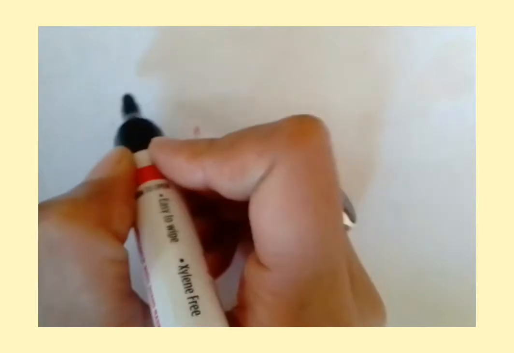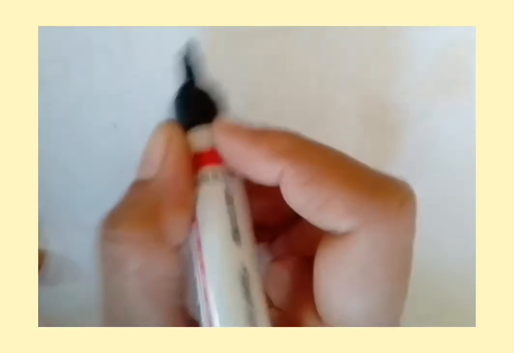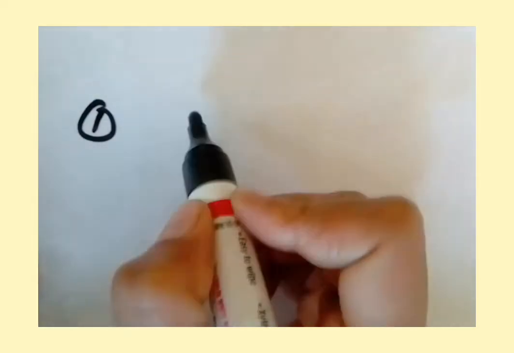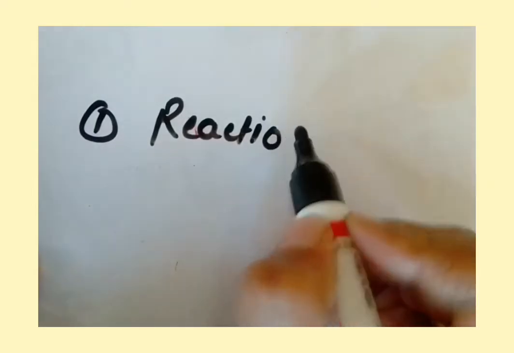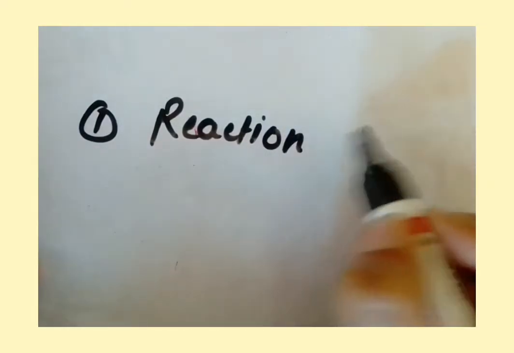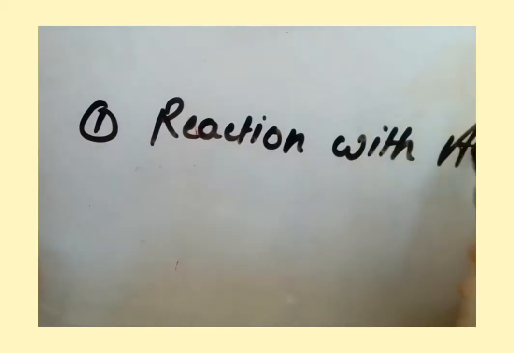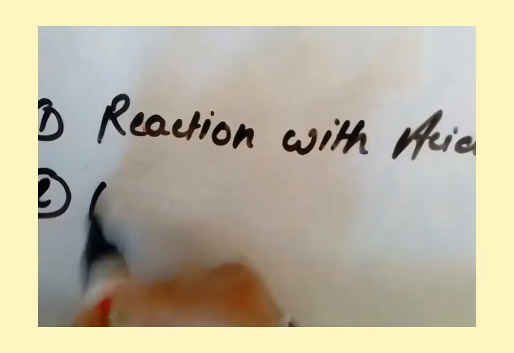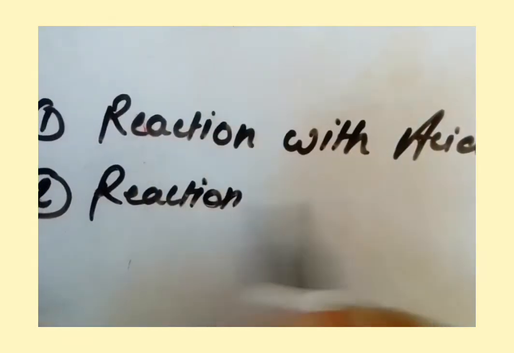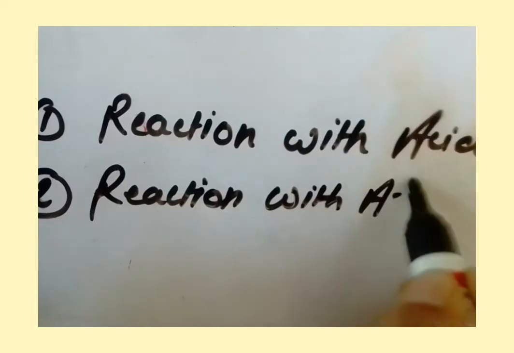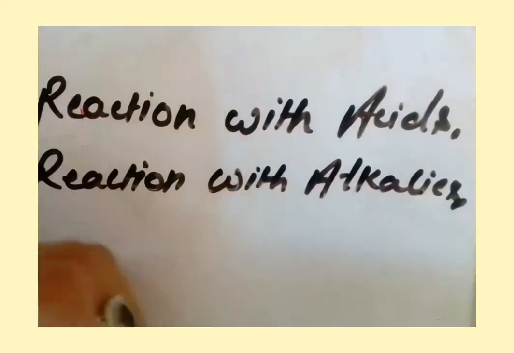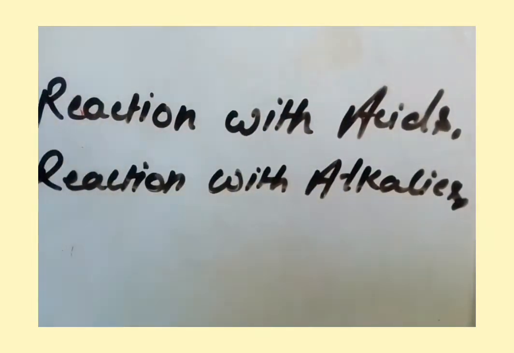We have discussed two chemical properties earlier of metals and non-metals, and today I will explain the chemical properties of metals and non-metals, two chemical properties. One, reaction with acids, and second one, reaction with alkalis. Right? So first I will discuss reaction with acids.